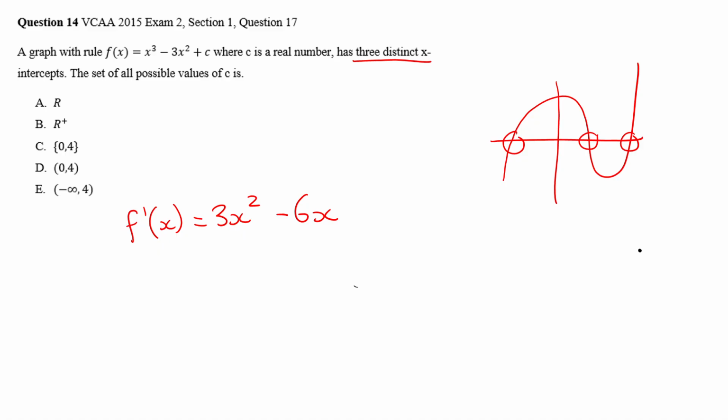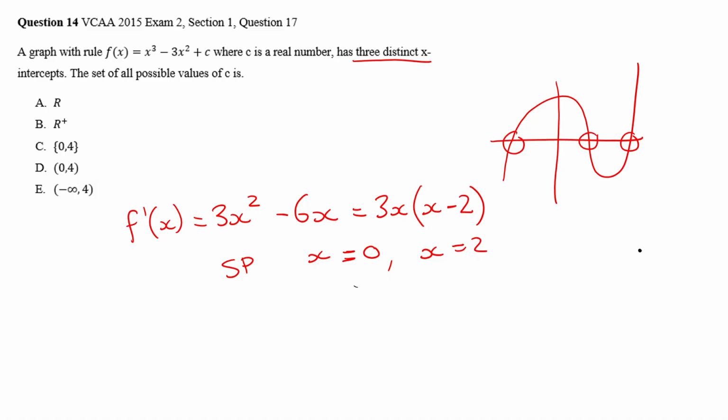Okay, so the next part, I can see that I can factorize out the x. Well, I can factor out the 3 as well. So that would turn into 3x, and that gives me x take away 2. This tells me straight away my 2 stationary points. The first stationary point occurs at x is equal to 0, and the second one occurs at x is equal to 2. So those are my stationary points.